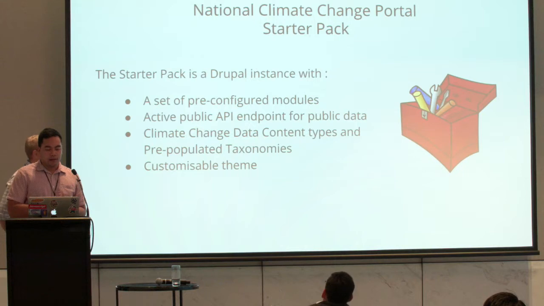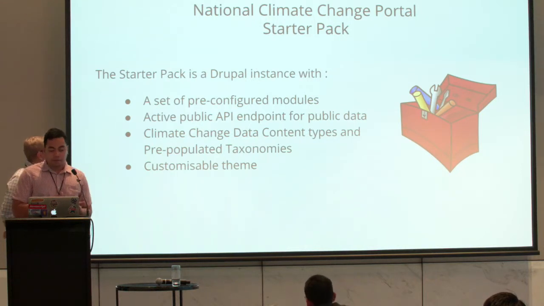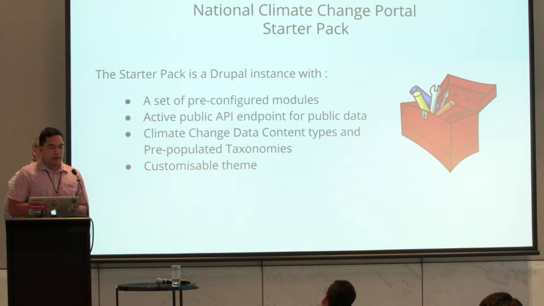had some modules already installed, and it had active public API endpoints and some pre-populated taxonomies based on the consultations that Arve talked about earlier, about these agreed-upon terms and taxonomies across the region that we were going to collect data on. And it had a customizable theme at the time, so each country could change the colors and change the logos. And this is what we rolled out to the different iCLIM countries at the time. So there were 3.